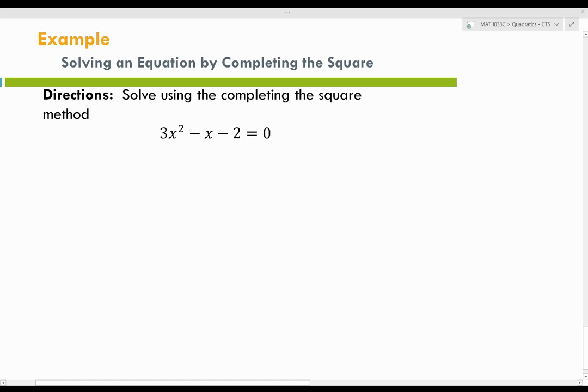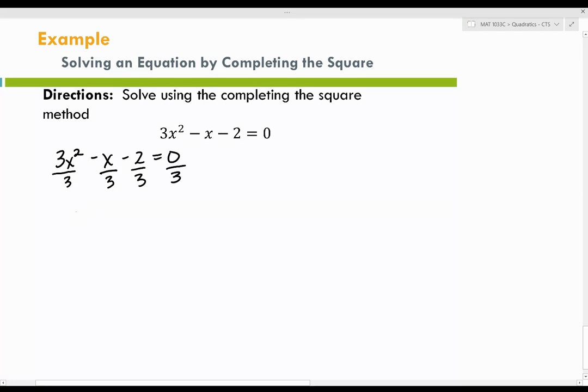All right, you guys, let's do another example of solving quadratics using the completing the square method. This time our problem is 3x squared minus x minus 2 equals 0. So the first thing I'm going to do is write our problem. Okay, so the first thing that we need to do is check that our leading coefficient is 1. In this problem it isn't, it's 3. So before I begin, I'm going to have to divide each term by 3.